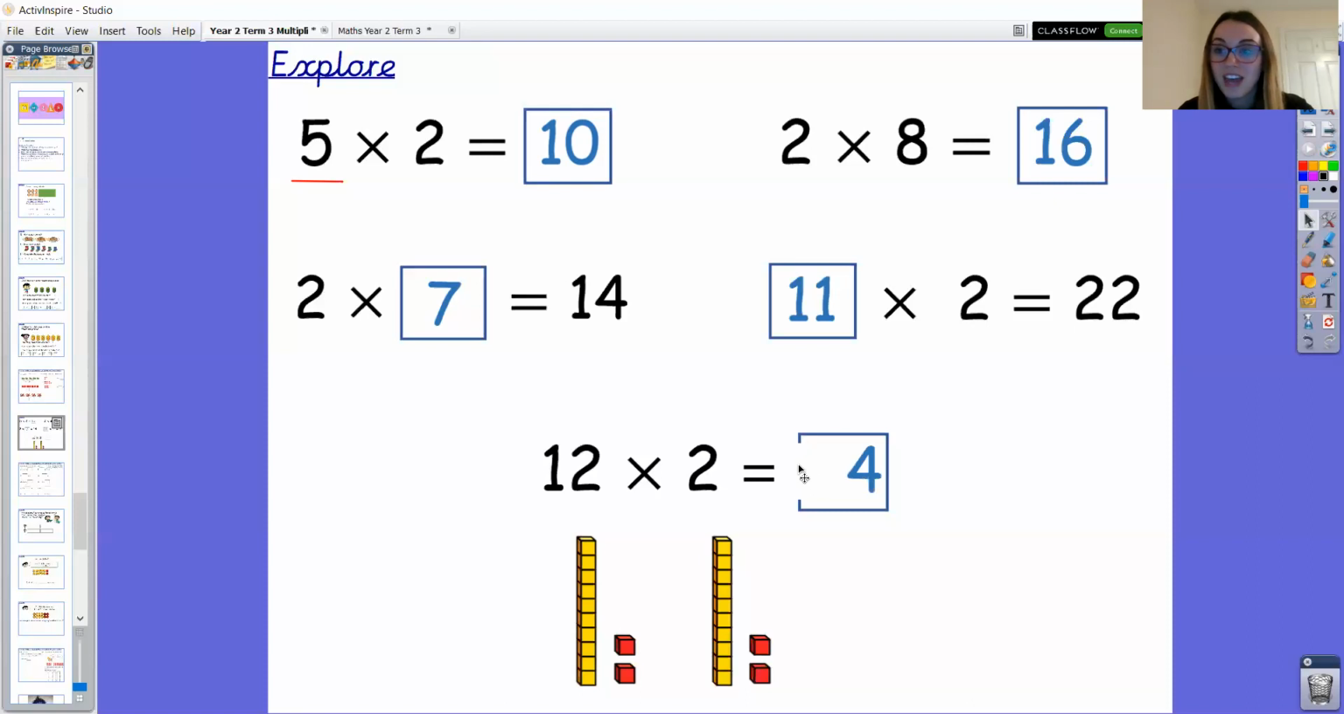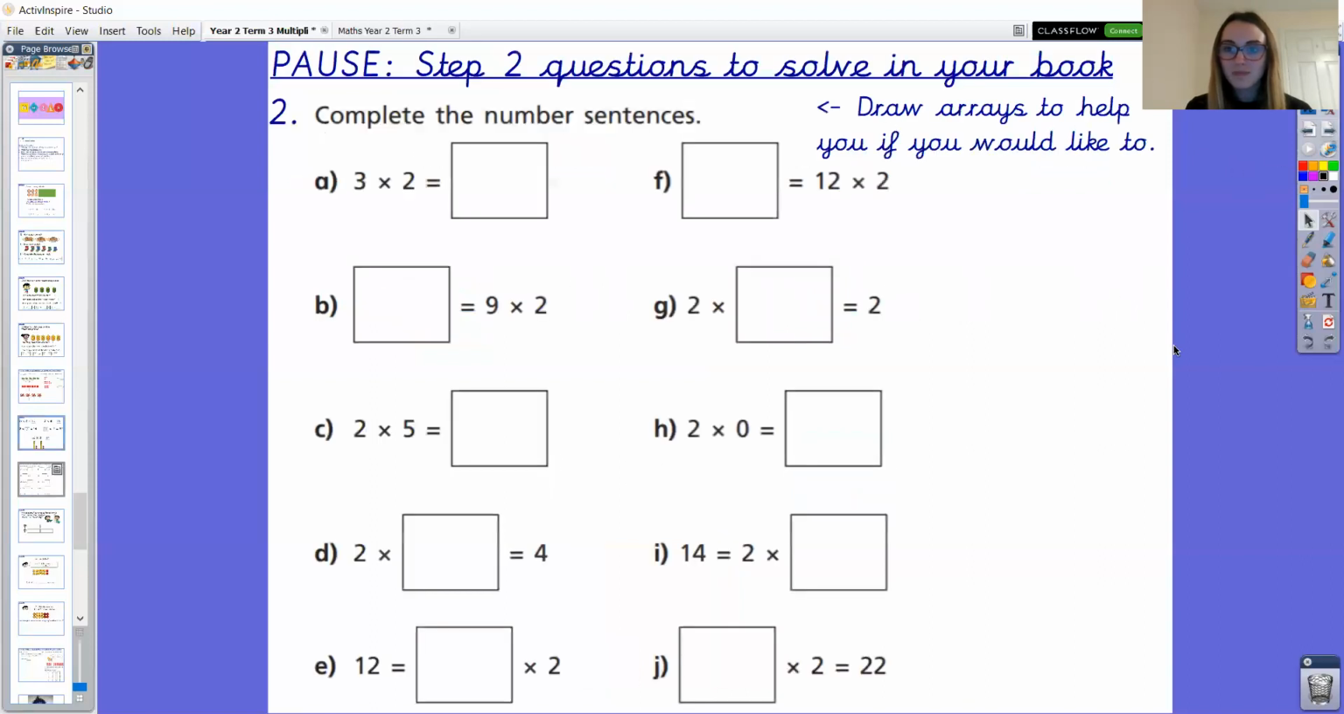Well done. We then have 4 1s. Okay, and if we double 1 10, so 2 lots of 1 10, how many 10s can you see? Brilliant, 2 10s. So what is the product of 12 and 2? 24. Brilliant. Should we say it together using the word times? 12 times 2 equals 24. Brilliant, Year 2. Well done.